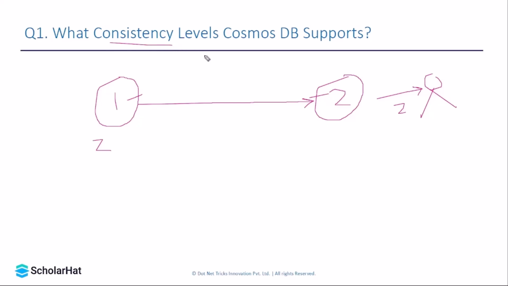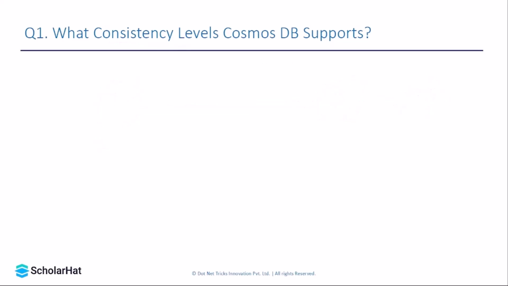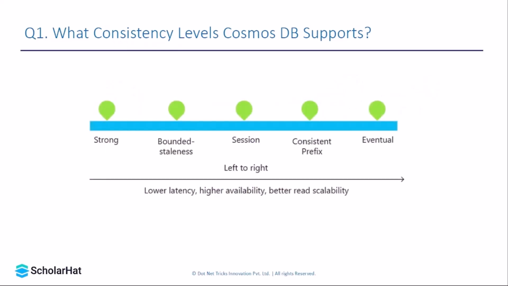We can just have a trade-off between latency and throughput, and depending upon the business use case, we can set that level. Cosmos DB in Azure provides 5 different types of consistency levels. The first is called strong. The second is called bounded staleness. The third is called session. The fourth is called consistent prefix. And the fifth is called eventual.